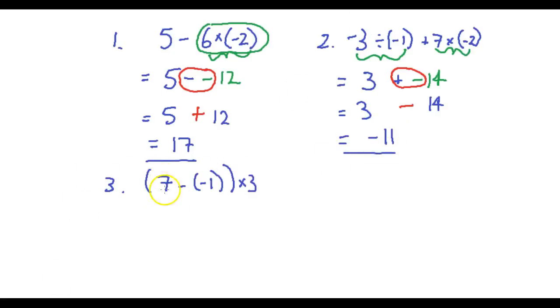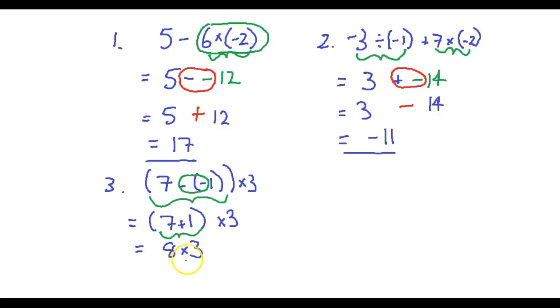In my third example, we have a bracket, and inside the bracket 7 minus negative 1 times 3 at the outside of the bracket. So I've got to do the bracket first. Now inside the bracket I have two signs together, a minus and a minus, so I can replace them with a positive or a plus. So the bracket is equal to 7 plus 1. Times 3 is not done yet. I've still got to work out the value of the bracket. 7 plus 1 is equal to 8. And finally 8 times 3 gives us 24.